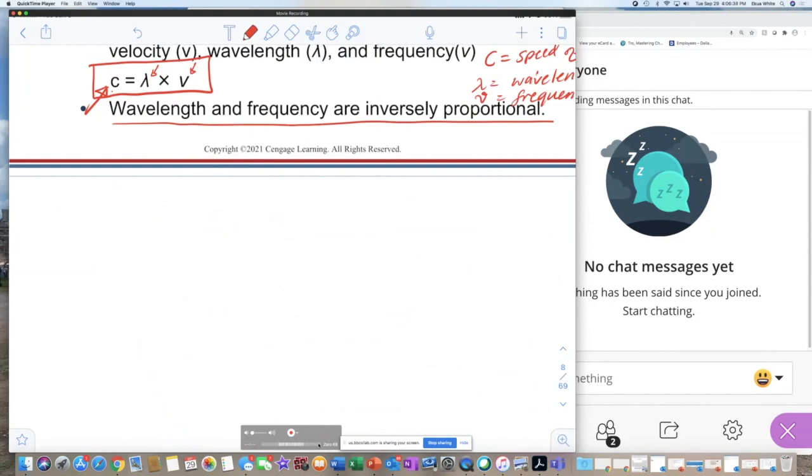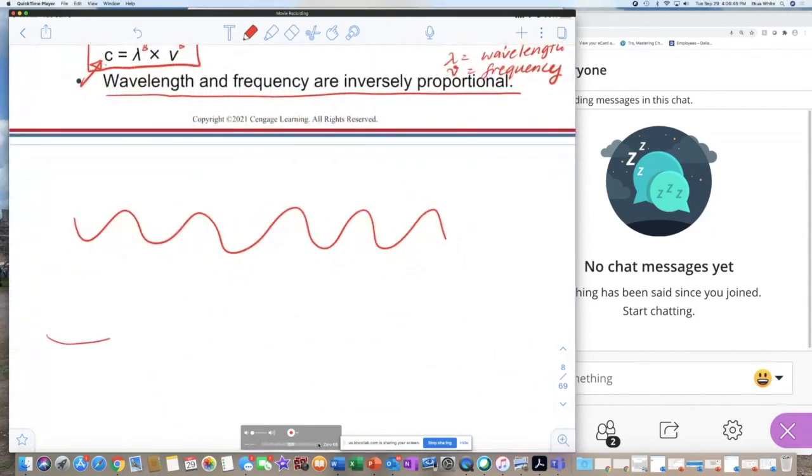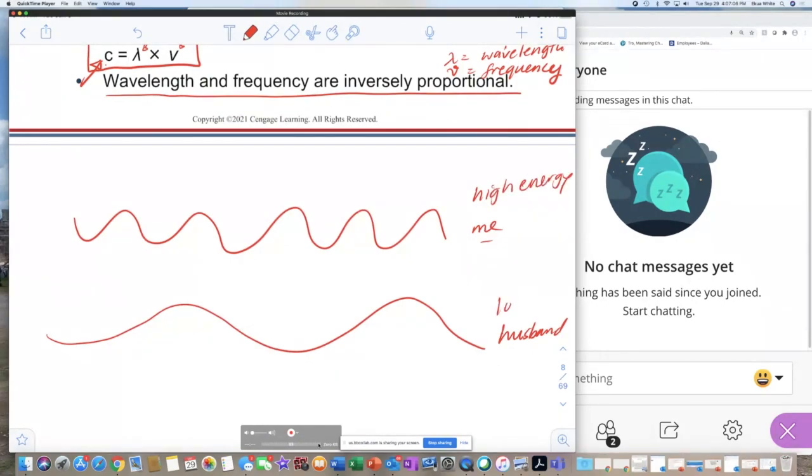You can have an intense wave, like this, or you can have a mellow wave. So I usually joke around here and I say, this is me and this is my husband. I guess he's taking a break. This is me. I'm more like high energy. He's more like low energy, and he's mellow, calm and collected. Me, I'm like, where's the party? That's me. I'm like jumping from one thing to another.